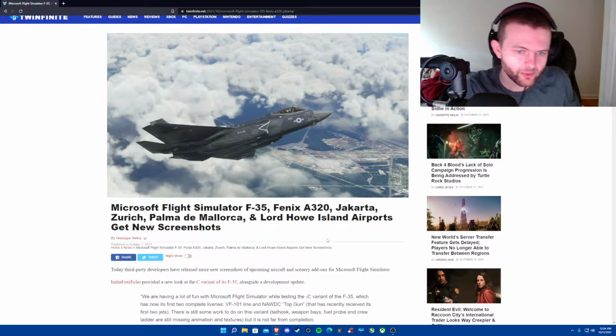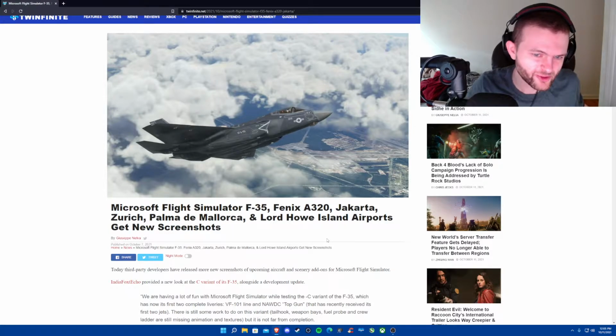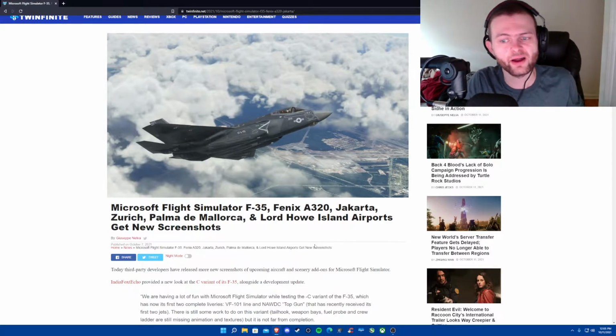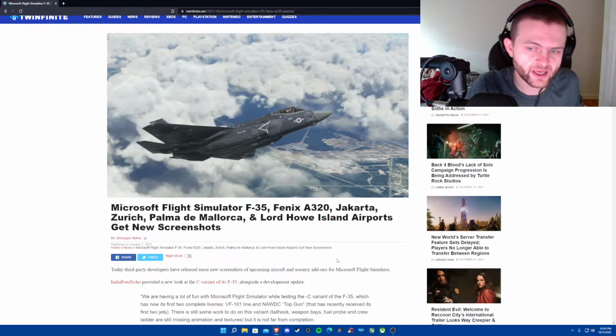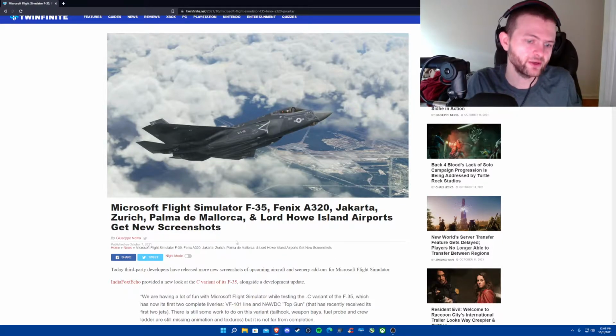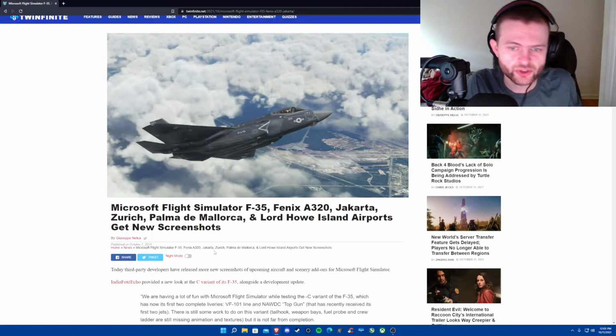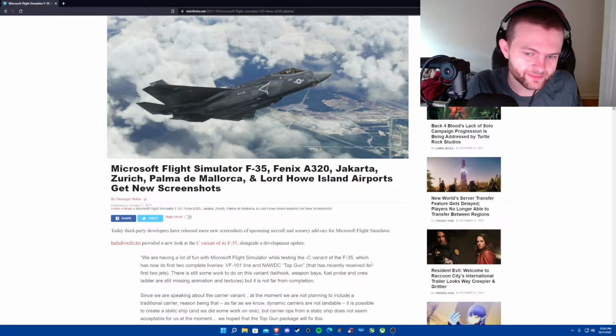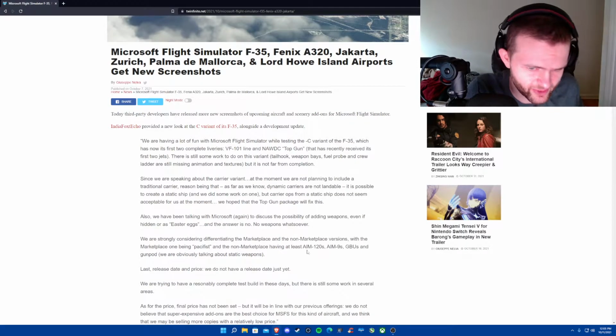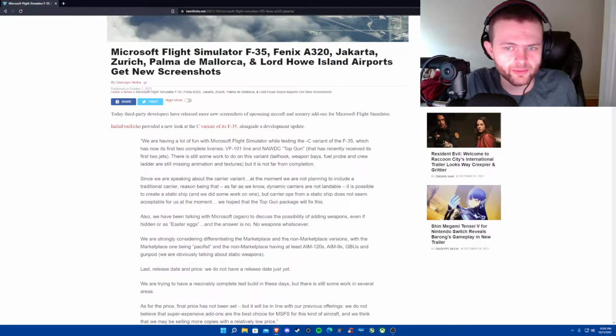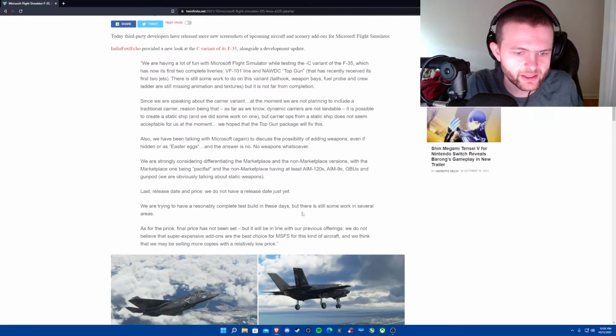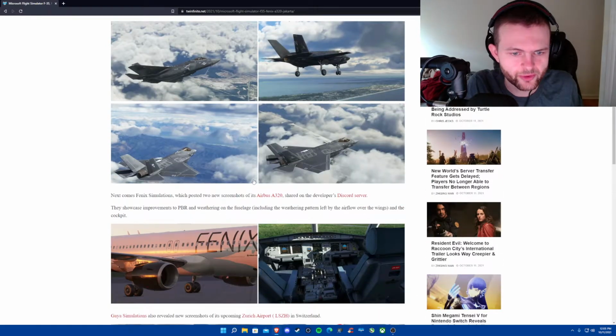Today we're going to be taking a look at Microsoft Flight Simulator, the F-35 and some airports in the A320. But specifically, we're going to be taking a look at this new India Fox jet that's coming out from the developers who are making it, which we are going to be talking about today.